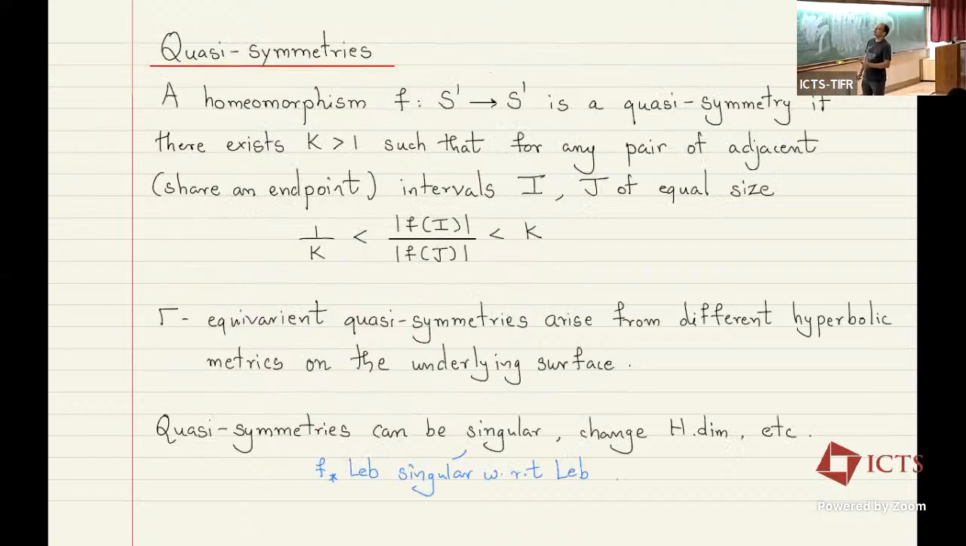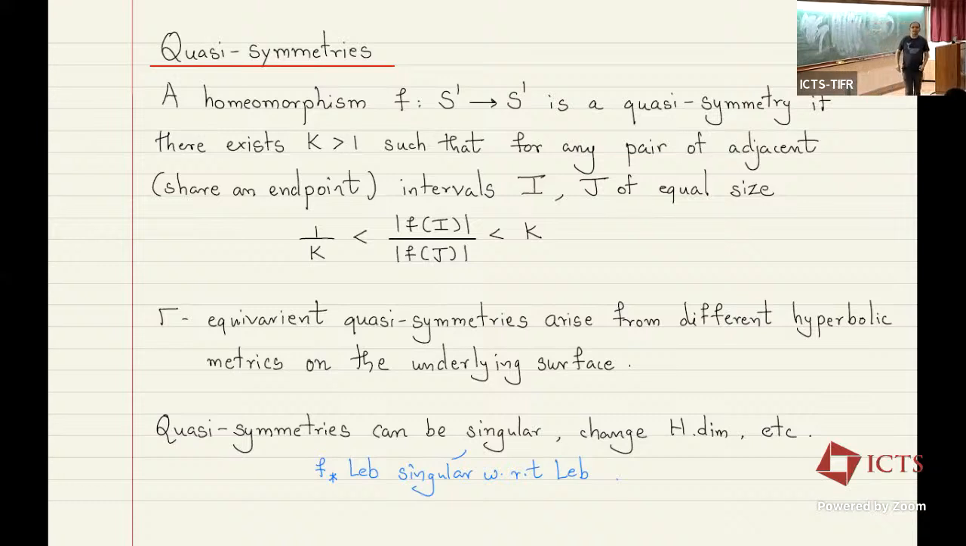Okay. So now let me change track a little bit and talk about quasi-symmetries. So remember, we are talking about measures on the circle, so it's natural to consider various maps of the circle which arise in analysis. One of them are quasi-symmetries. So what is a quasi-symmetry? A homeomorphism of the circle, which has the property that if I take two intervals which are adjacent, so they share an endpoint and have equal size, and I map them over, then their sizes are not changed too much. So this property is saying that when I take two intervals of equal size and map them over, their size can only change by some uniform factor. This is what is called a quasi-symmetry.